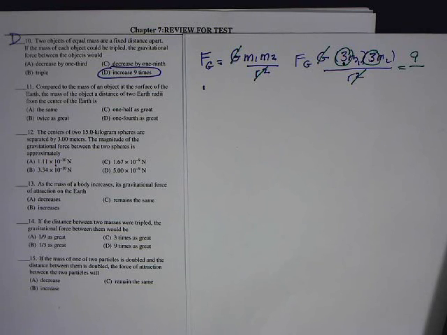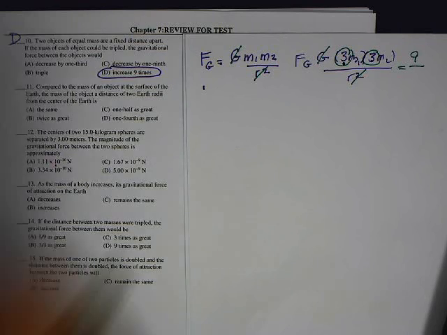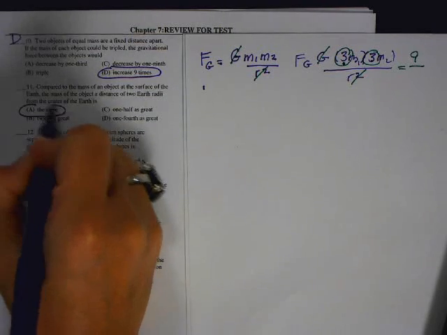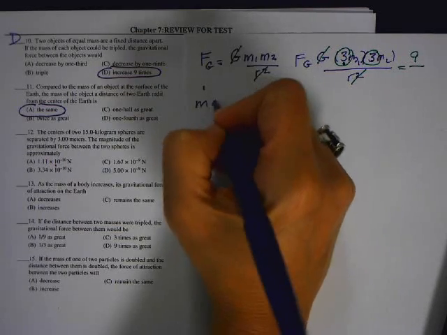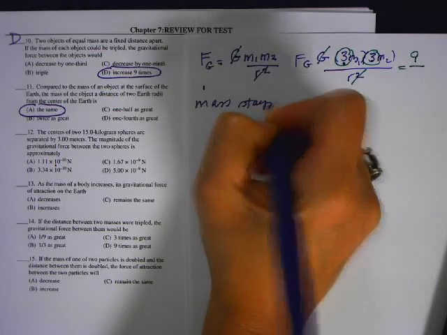Number 11, compared to the mass of an object at the surface of the Earth, the mass of the object a distance of 2 radii from the center of the Earth is the same, because the mass stays the same. Mass stays the same for all intents and purposes in this class. And we talked about that also.